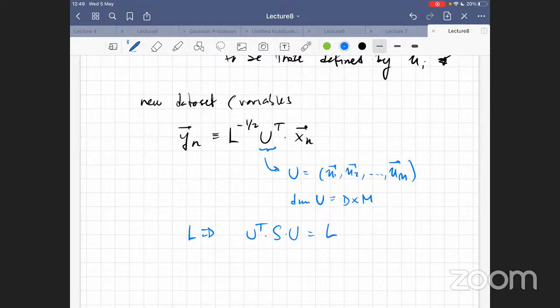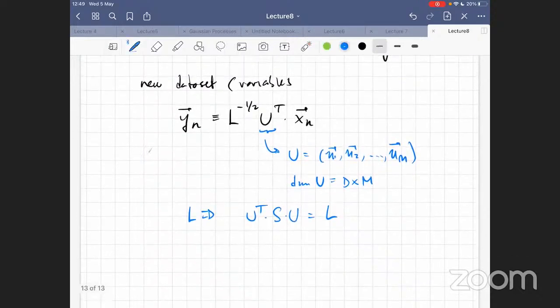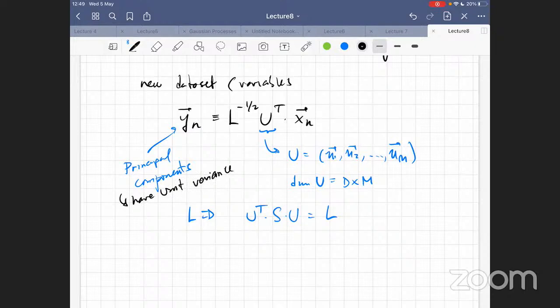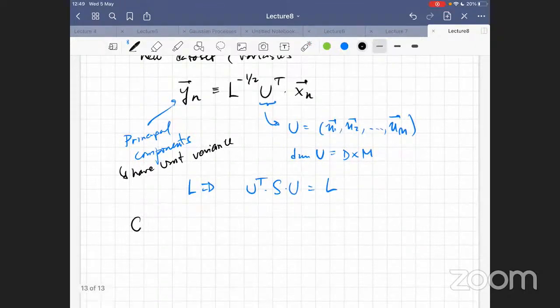And the only reason we include this term here is that you are ensuring that this transformation, these directions, which are called the principal components, will have unit variance. They have unit variance. And it is easy to see this.